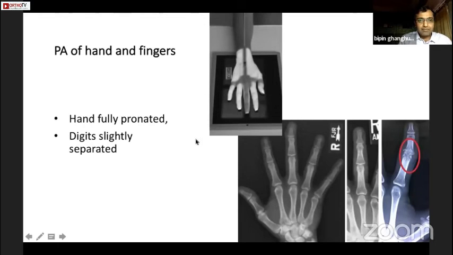For the PA view of the hand and fingers, the hand is fully pronated and the digits slightly separated. Single digit X-rays can also be taken by this type of view. If you see this X-ray, you can see that there is a tuft fracture. This is a single digit X-ray of the hand. In this X-ray, there is something abnormal in the PIP joint. However, you need to confirm it with a lateral view.